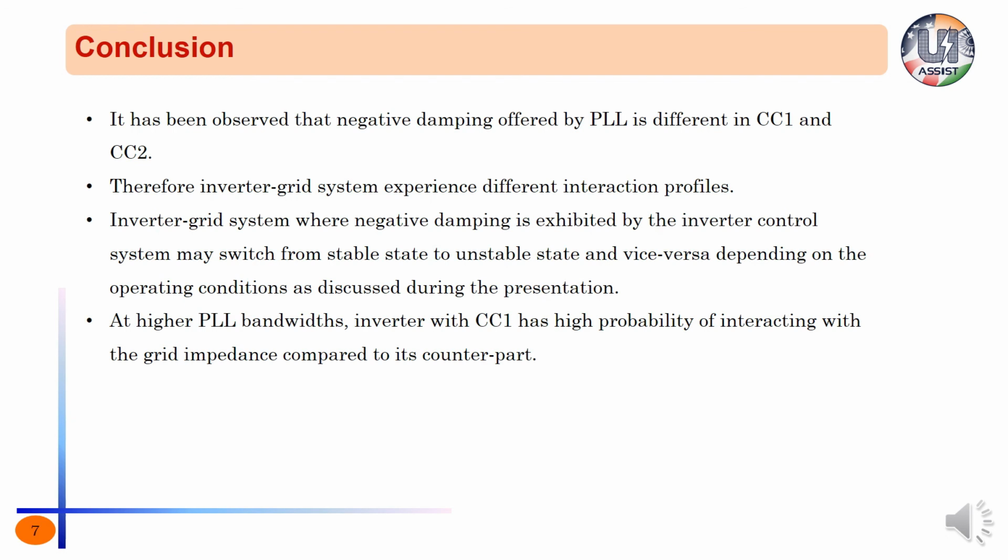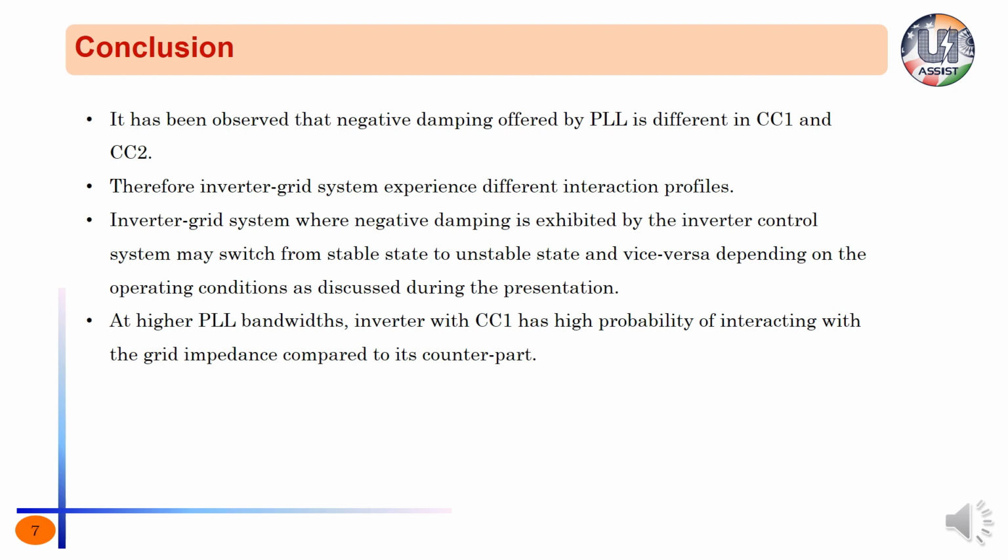These are some of the conclusions drawn from this case study. Even though the PLL is present in both CC1 and CC2 for grid synchronization, the negative damping region is not identical. As a result, low frequency interaction profiles of the inverter with CC1 and CC2 are different. We have also seen how negative damping is a function of operating condition, especially the reference current. We have also noticed the system switching from stable state to unstable state and vice versa due to change in the damping characteristics of the inverter control system.